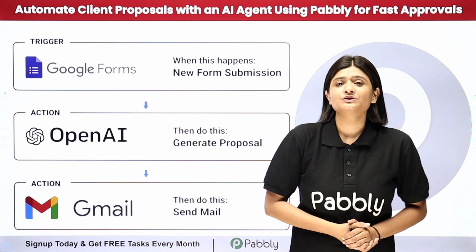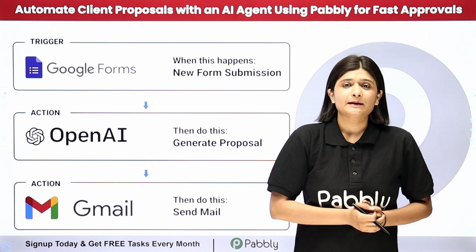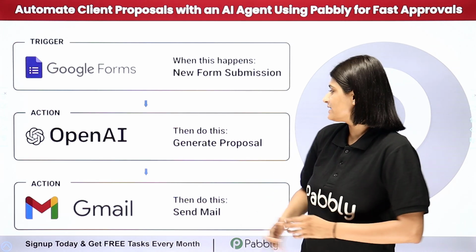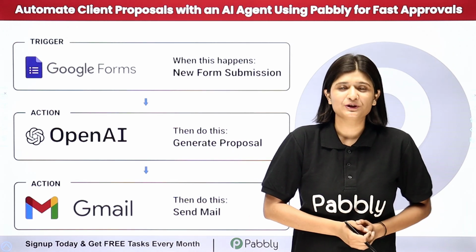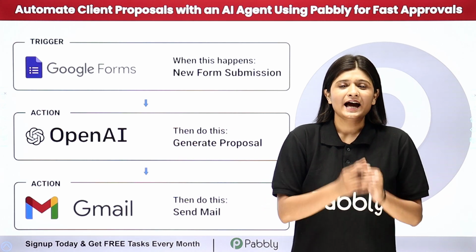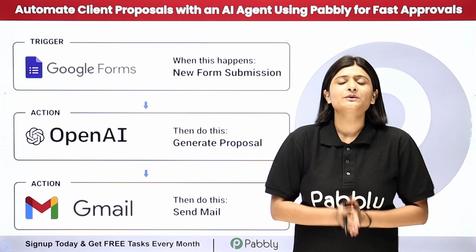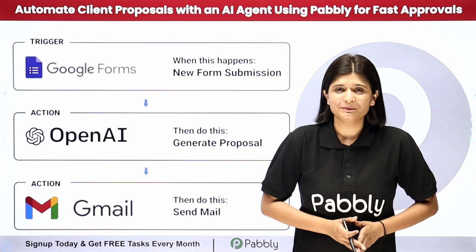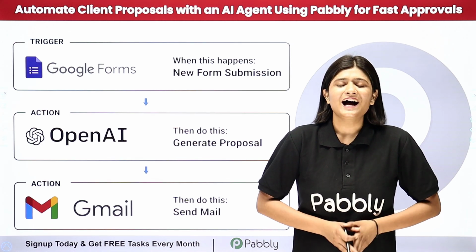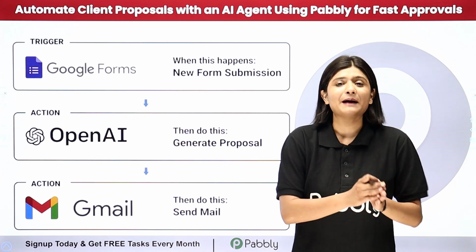Now I want that as soon as I receive a new form submission, the proposal should be automatically generated with the help of OpenAI. Here I am going to use my AI agent as OpenAI, and then I am going to send this proposal with the help of Gmail. Doing this manually is a very time-consuming task, so I am completely going to automate this process, and to do this automation I am going to use Pabbly Connect.